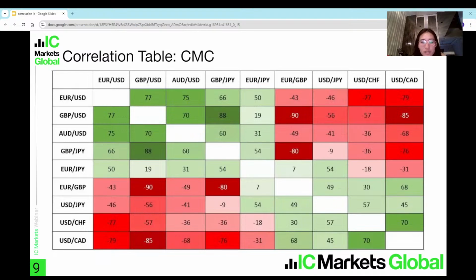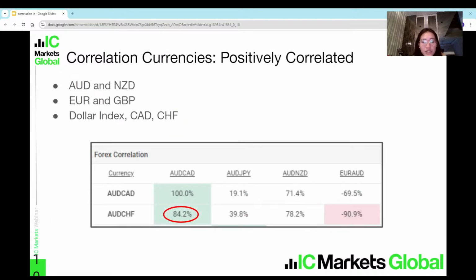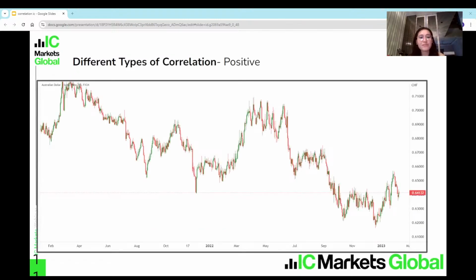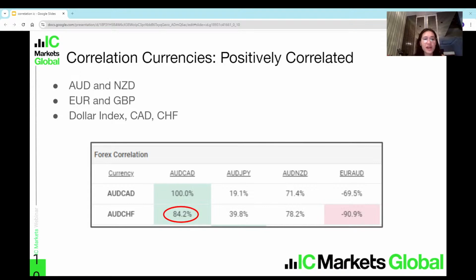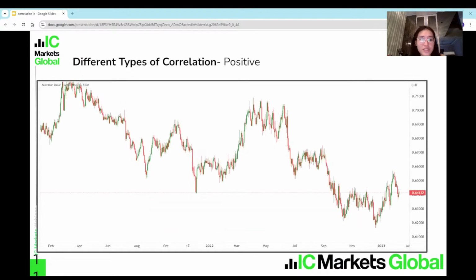Okay, so let's talk a bit about the currencies that tend to be positively correlated. These tend to be Aussie dollar and Kiwi dollar, euro and the pound, dollar index, CAD, and franc. Of course, there are others as well, but these are just the main currencies that, more often than not, tend to be positively correlated normally. So let's look at an example.